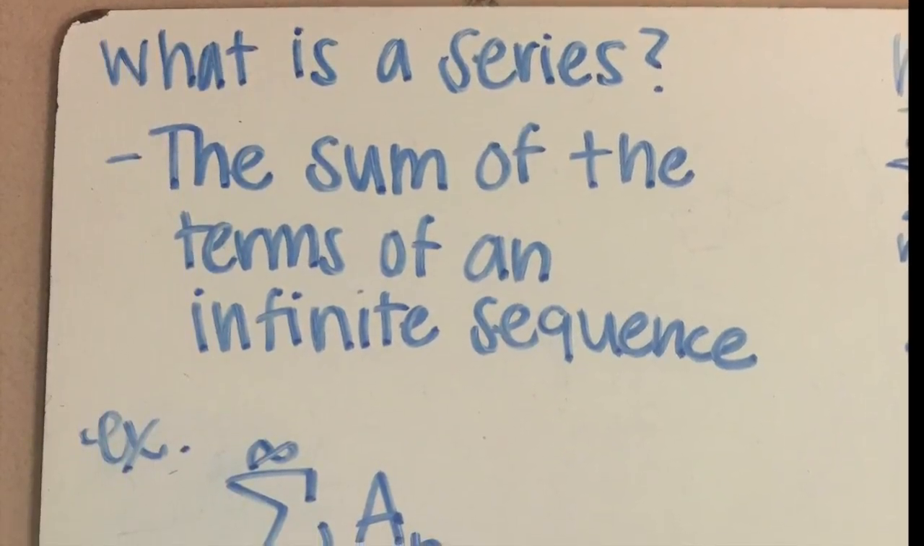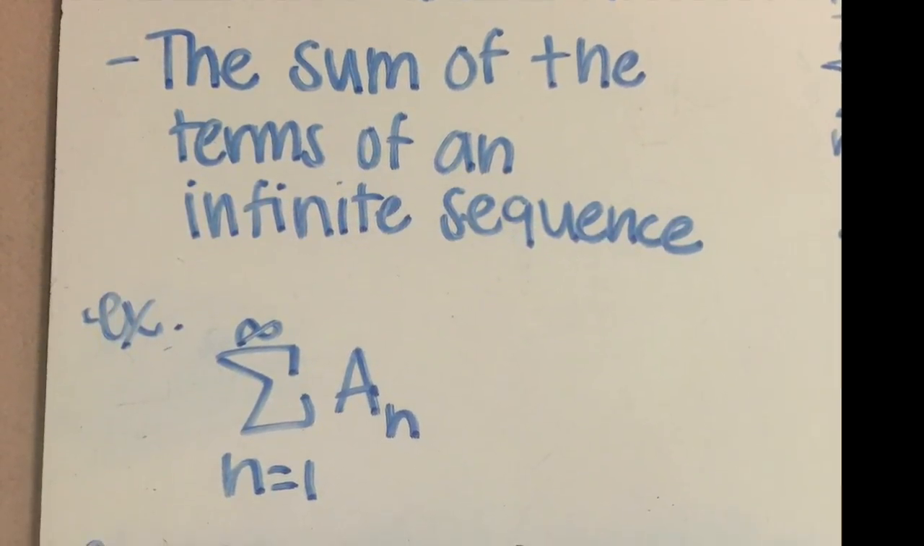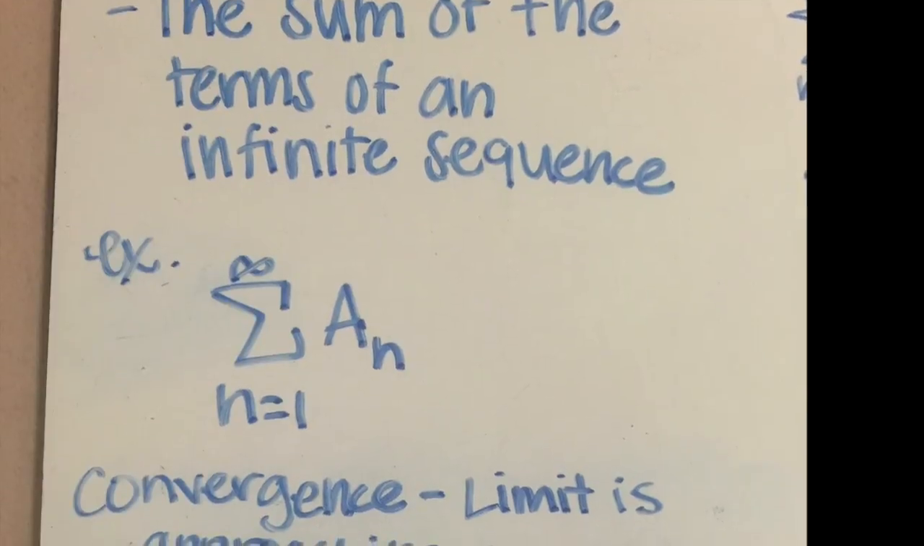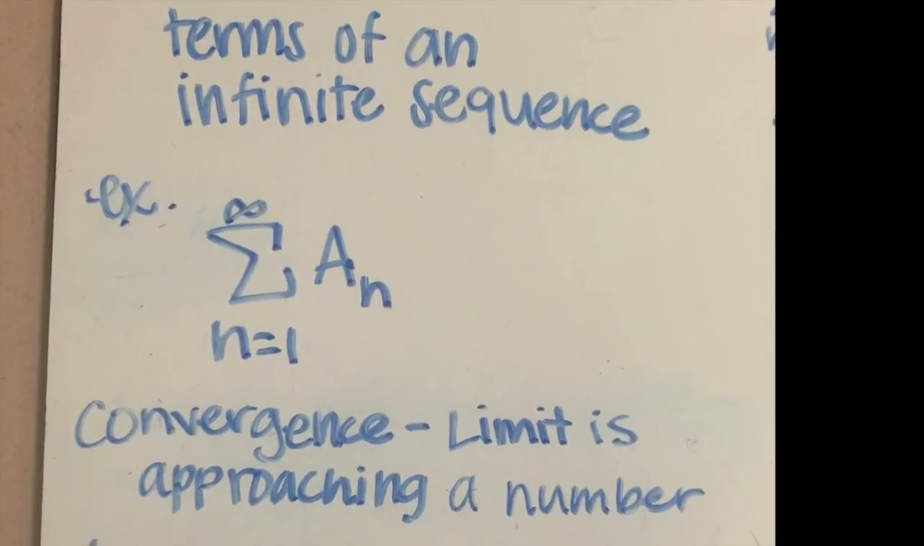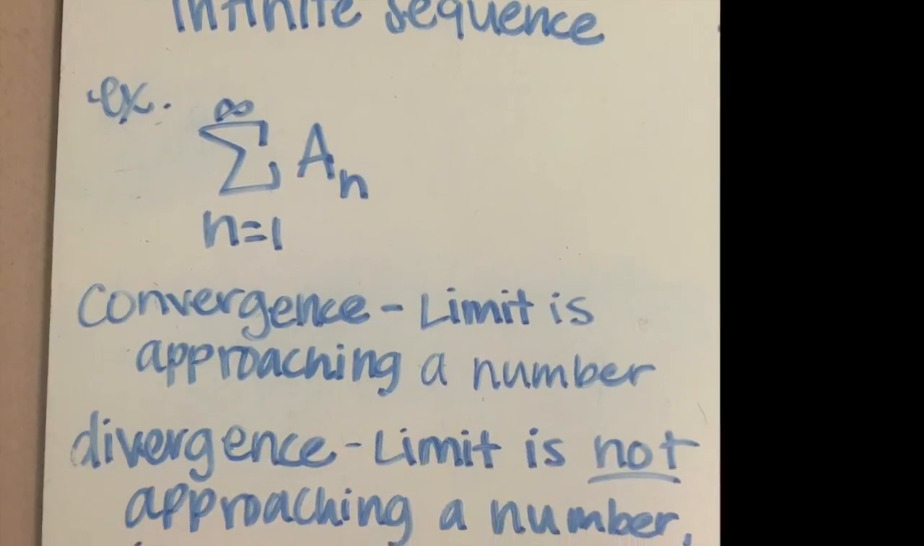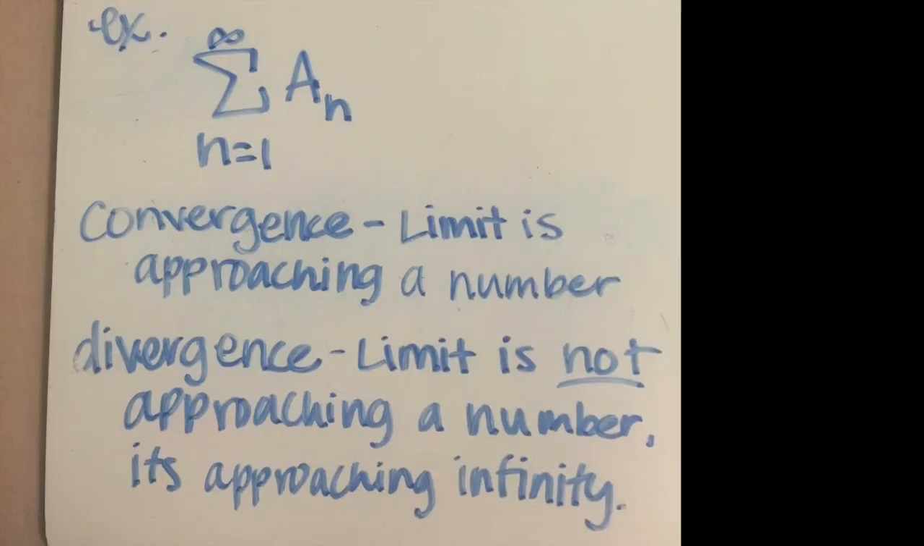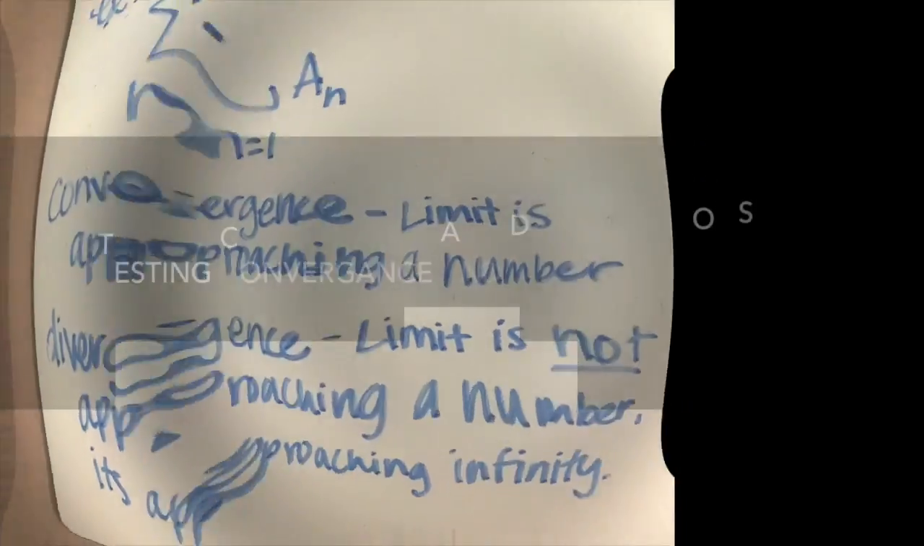What is a series? A series is the sum of the terms of an infinite sequence. You'll see these with the sigma and infinity on the top, with n equal to a number on the bottom. Then you'll have a function beside it. Convergence is when the limit is approaching a number, and divergence is when a limit is not approaching a number, it's approaching infinity.